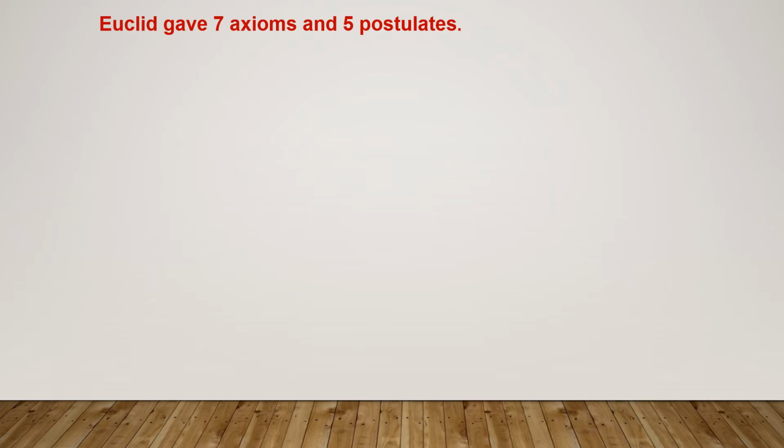Euclid assumed certain properties which were not to be proved. These properties or assumptions were universal truths. He divided these assumptions into two types, axioms and postulates. Euclid gave 7 axioms and 5 postulates. Now let's see what the axioms and postulates are.